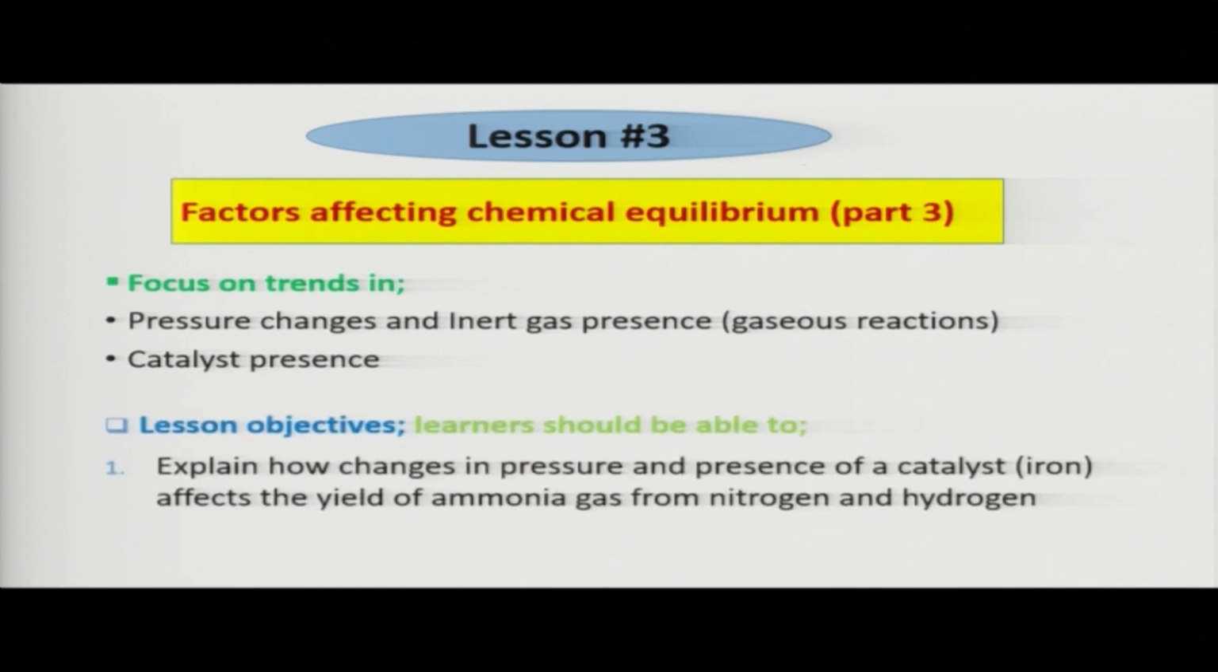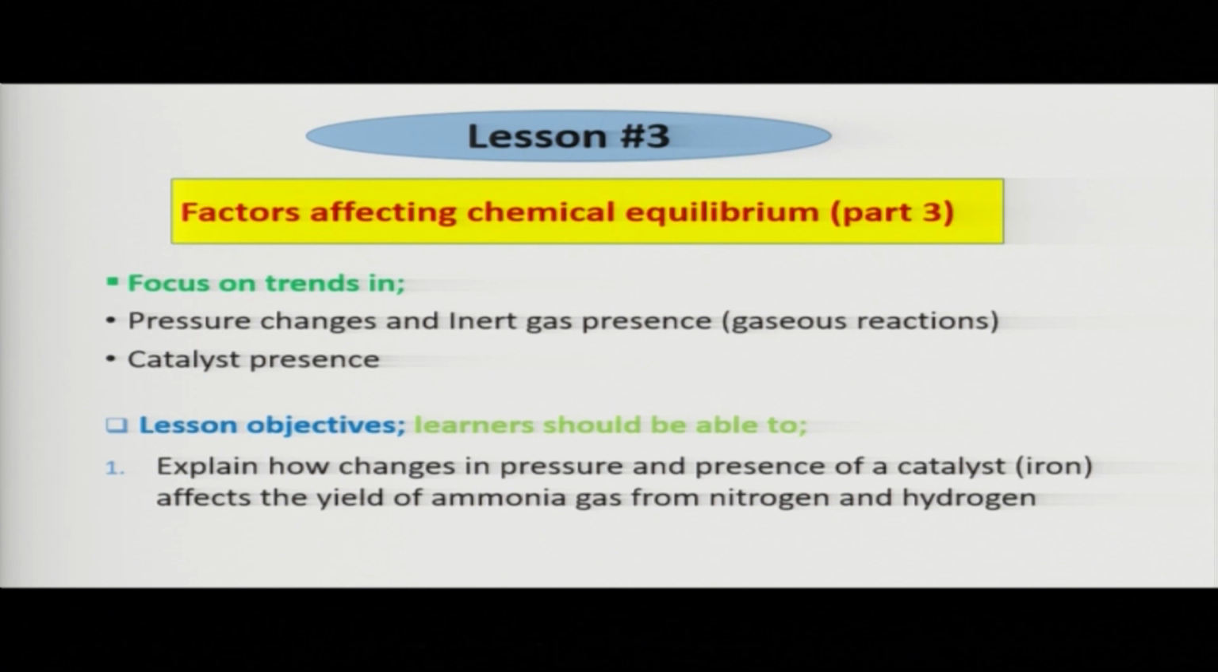So we have our objective. I combined it and considered it as one because our focus will be on ammonia production from nitrogen and hydrogen. So the objective is to explain how any increase or decrease in pressure and the presence of a catalyst affect the yield of ammonia, basically in the lab or even in industries. And that is our objective.